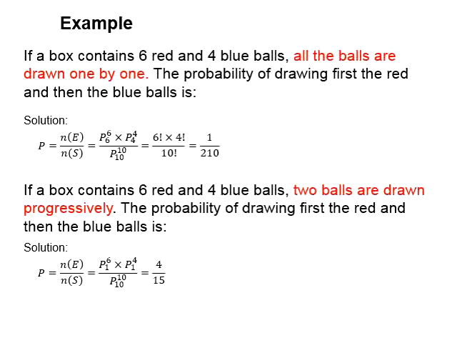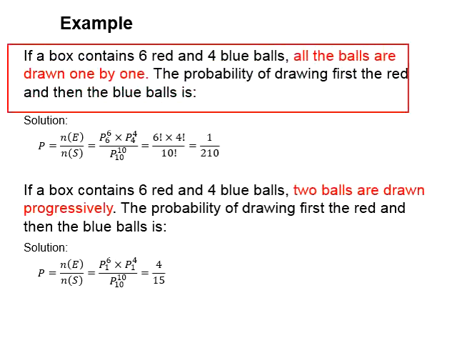Let us try some examples on permutations and combinations. We have a box here containing 6 red and 4 blue balls. All the balls are drawn one by one. The question asks us to determine the probability of drawing all the red balls first, followed by the blue balls.